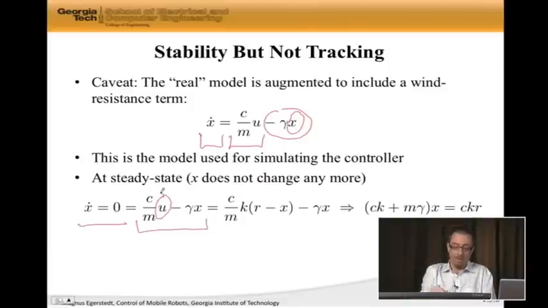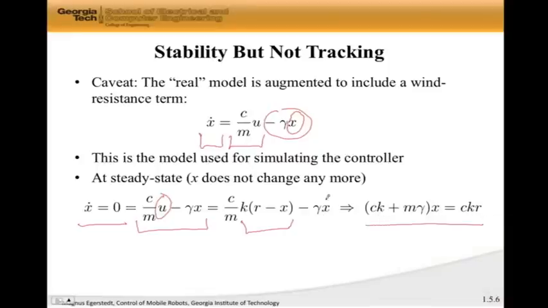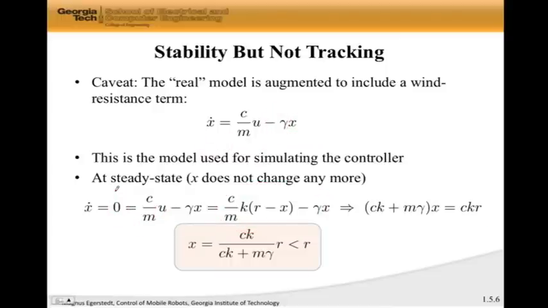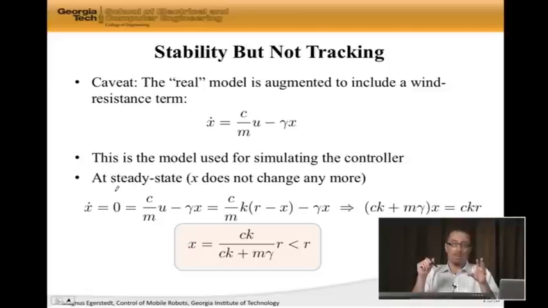Well, I know what u is. U is equal to k times the error, which is r minus x. So I'm plugging in u there. And I'm saying that this thing has to be equal to 0. Well, if I write down the corresponding equation that says this term has to be equal to 0, then I get this. Well, I can do even better than that. What I get is that x is now going to be ck divided by ck plus m gamma times r.